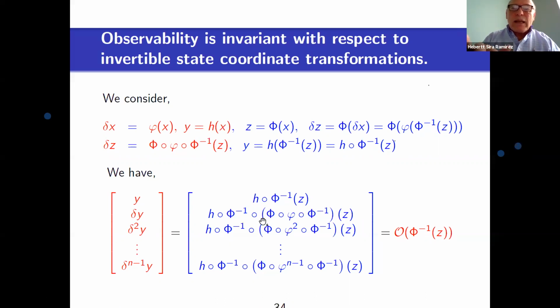Therefore, here you have simplifications because these compositions are directly one on top of each other, and therefore they simplify naturally, and you sort of reproduce the observability matrix, but in terms of the new state. So nothing really changes, given that the state coordinate transformation is invertible. This just produces the same action of the observability matrix on a different value of the corresponding state, but it doesn't change the essence of the observability.